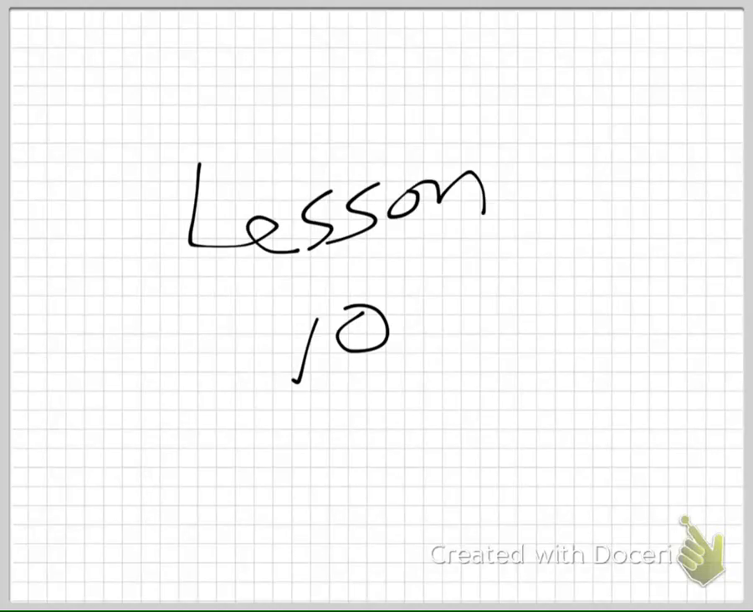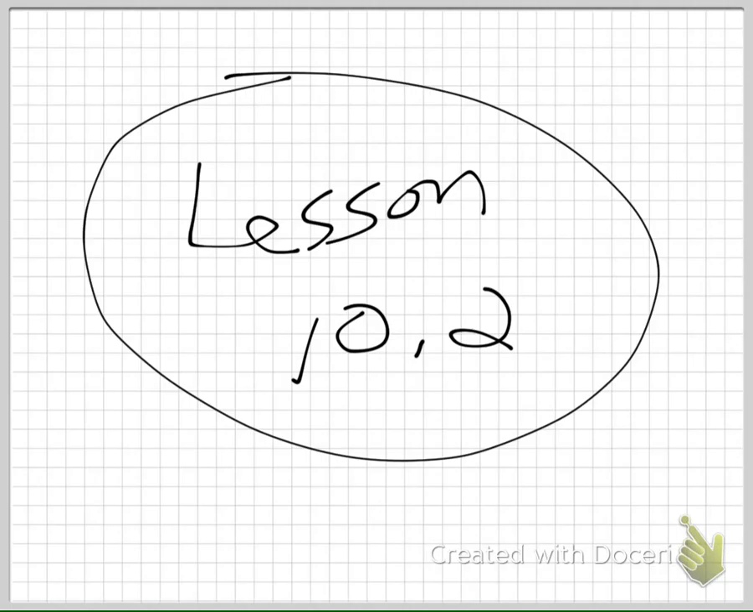All right, this is Algebra lesson 10.2. Are you guys ready over there, or you're not ready yet? Simplifying radical expressions. Okay, here's the deal. I'm going to show you some basics.